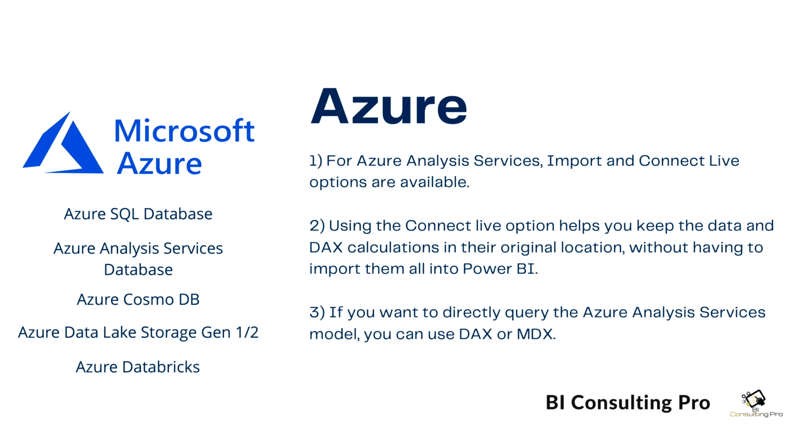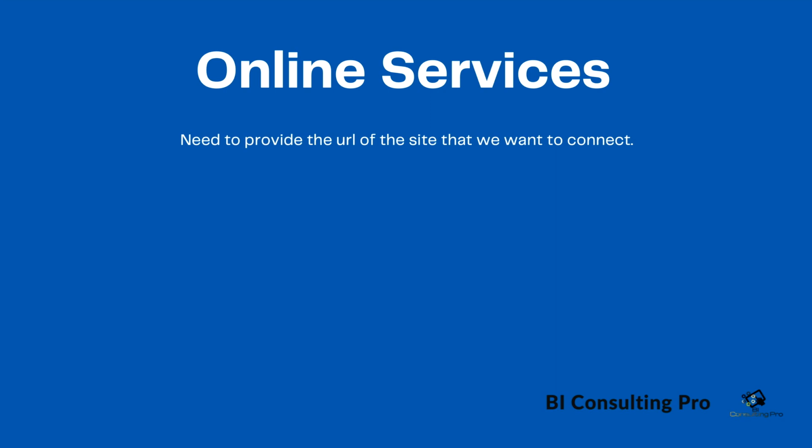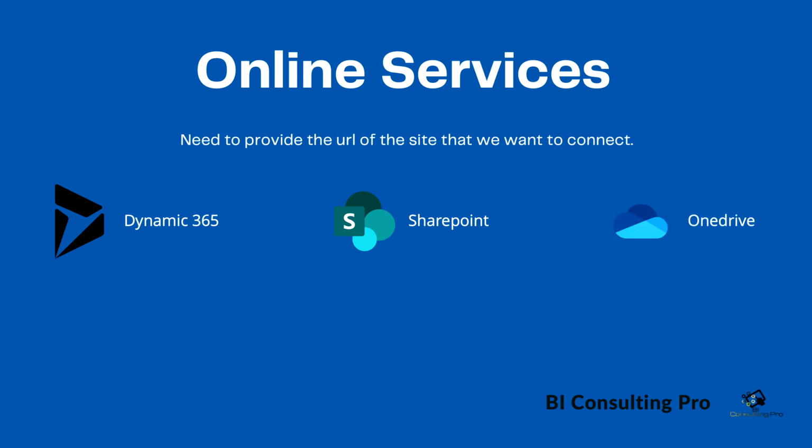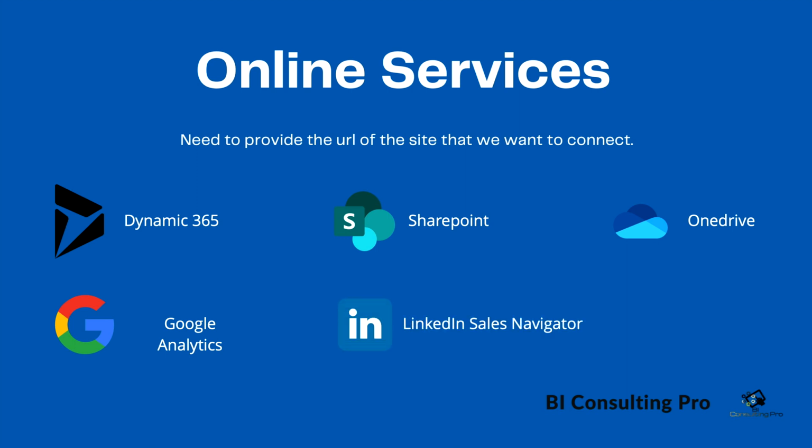Now let's talk about the online services. You need to provide the URL for the site that you would like to connect. For example, any website, or you can even consider SharePoint, Dynamics 365, or your OneDrive. Not only that, you can connect to Google Analytics or LinkedIn Sales Navigator as well. If you would like to connect to GitHub, that also counts under the online services, where you can bring your data from GitHub as well.